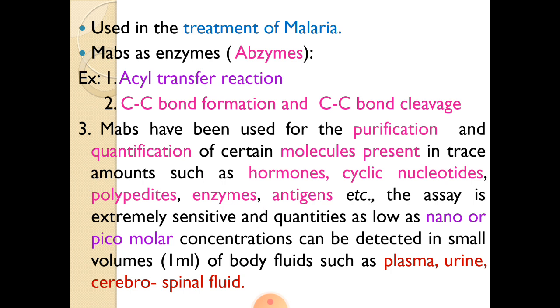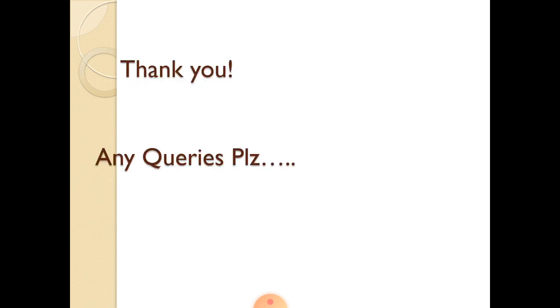MAbs have been used for purification and quantification of certain molecules present in trace amounts such as hormones, cyclic nucleotides, polypeptides, enzymes, antigens, etc. The assay is extremely sensitive and quantities as low as nano or picomolar concentrations can be detected in small volumes like 1 ml of body fluids such as plasma, urine, cerebrospinal fluid, etc.